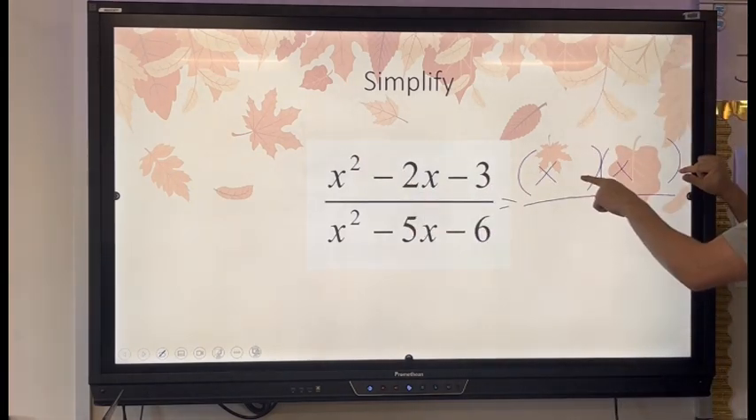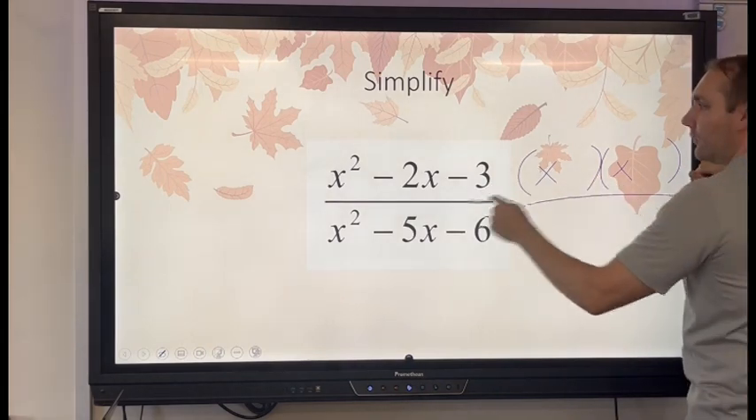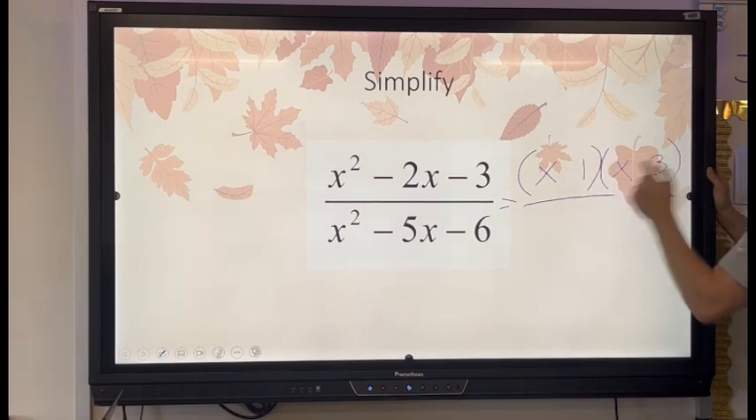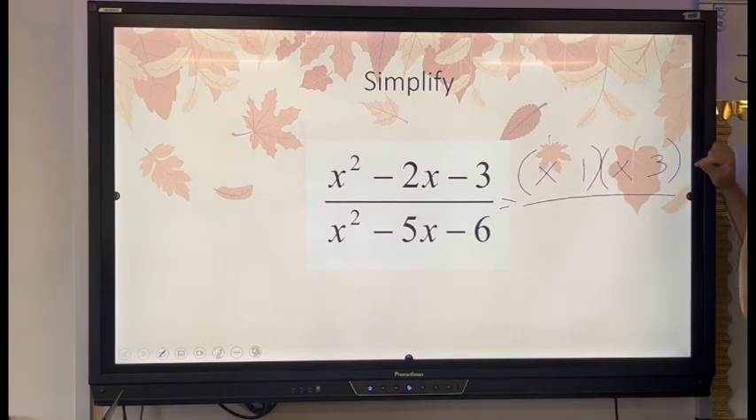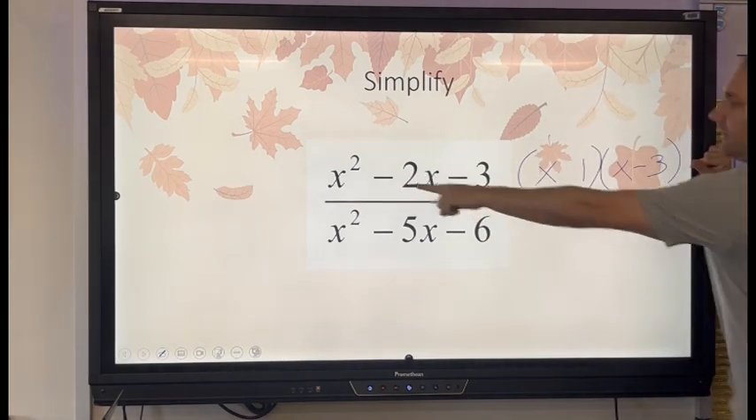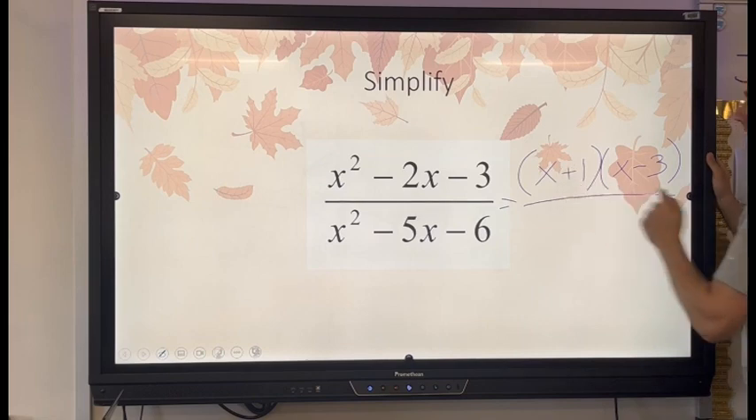And to finish this off, I'm looking for two numbers that multiply to a negative 3 and add to a negative 2. Negative 3 and 1. Let's see, a 3 and 1 might work for negative 2. How do I know that 3 is going to be negative? Because the biggest number is negative, which makes this positive.